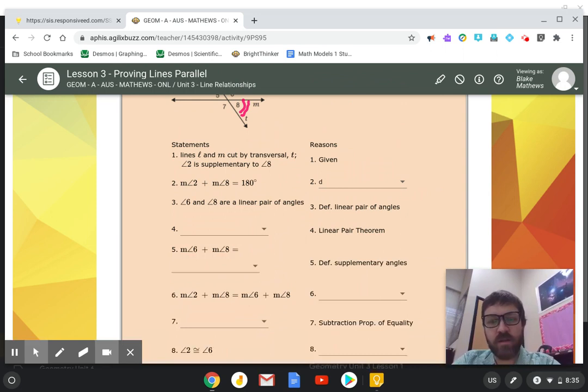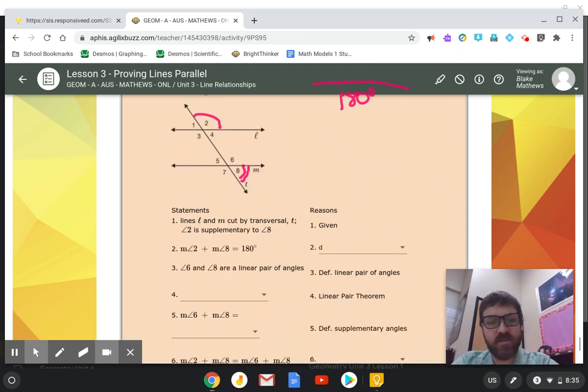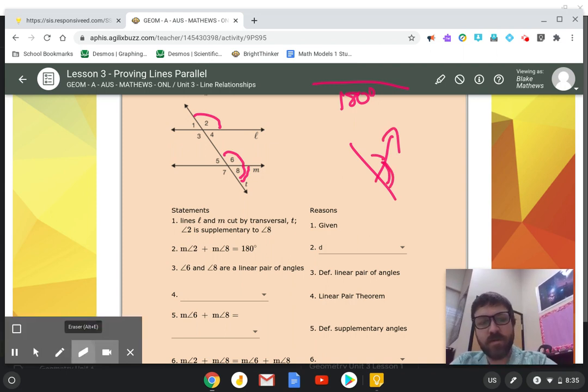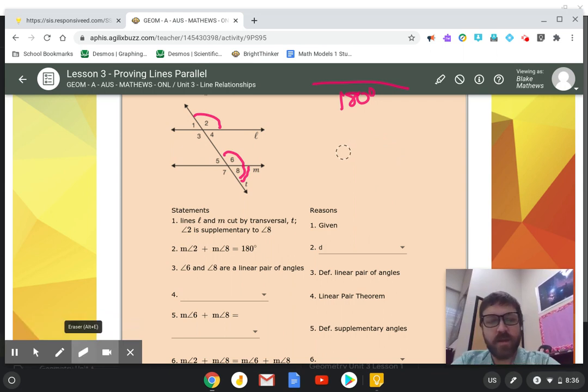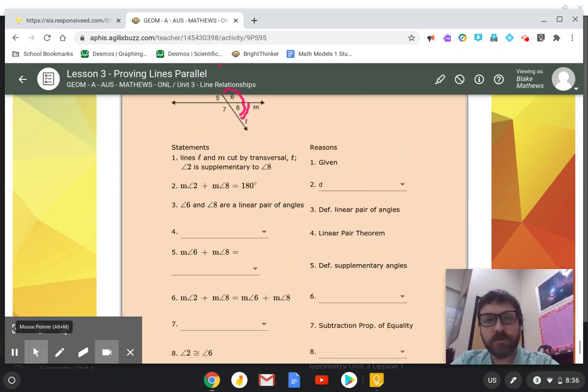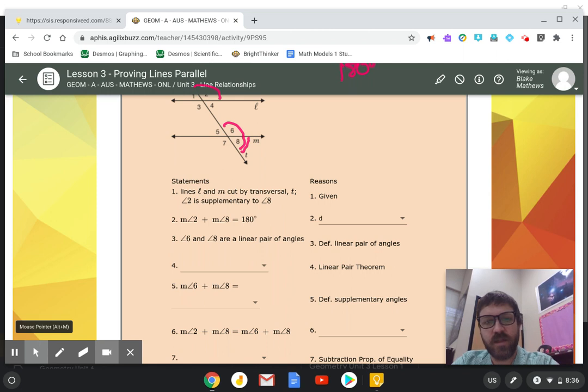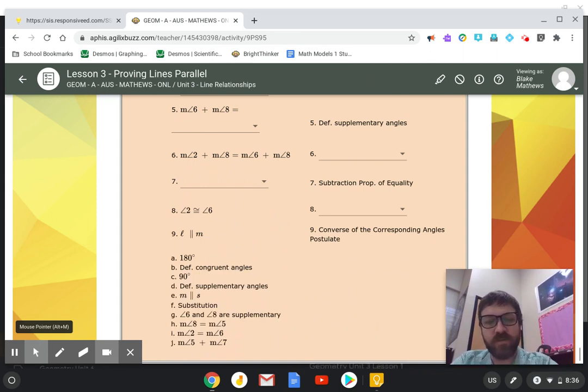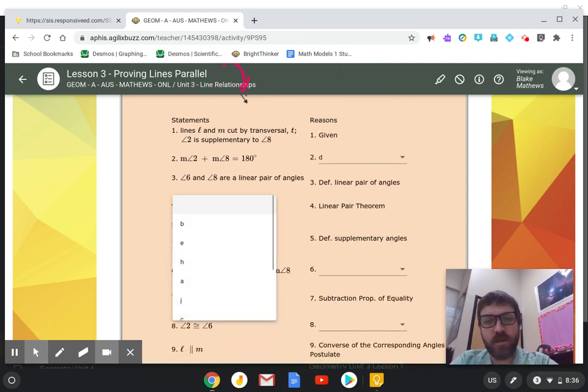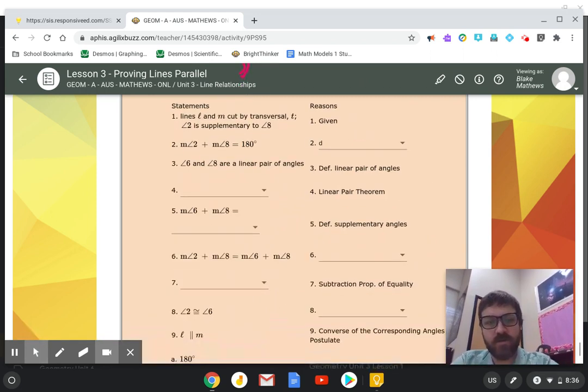Angle 6 and angle 8 are linear pair angles. Okay, we see that. 6 and 8 are a linear pair. That's this angle, angle 6 right here. Those are a definition of linear pair. That's just saying a linear pair is anytime you have an angle like this, you have these two angles, those are a linear pair. So just applying that to this diagram. And then the next one says linear pair theorem. Well, we should know what the relationship between a linear pair is. And that is that a linear pair, 6 and 8 in this case, are going to also be supplementary, which is what we see in answer choice G. We know that because they are a linear pair, they are also supplementary. Answer choice G.